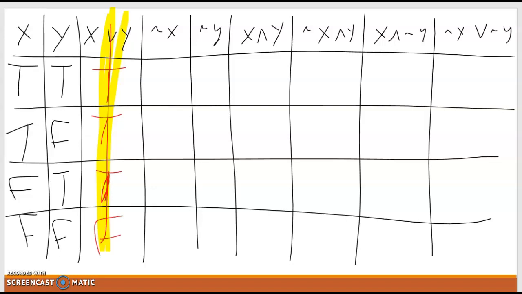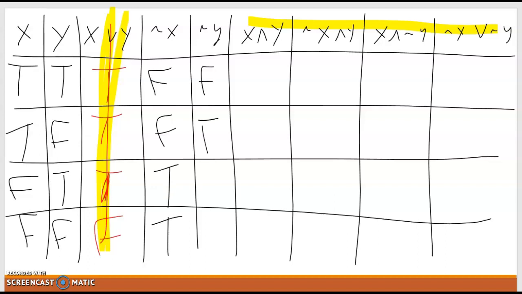So in order to do this, we are going to compare the four statements here. And some of those have the negation of our statements. So let's go ahead and fill in the negation of X, which is just the opposite of what we see in our first column. So that would be false, false, true, true. The negation of Y, simply the opposite of our Y column there. So false, true, false, true.